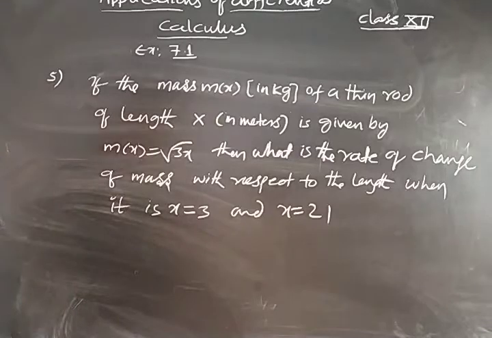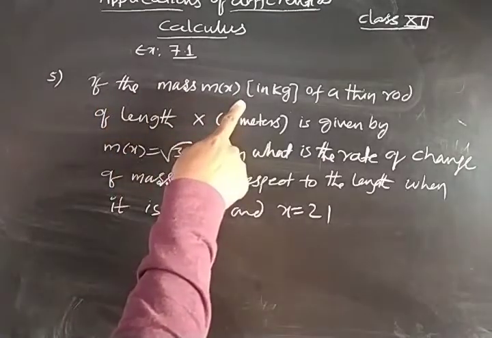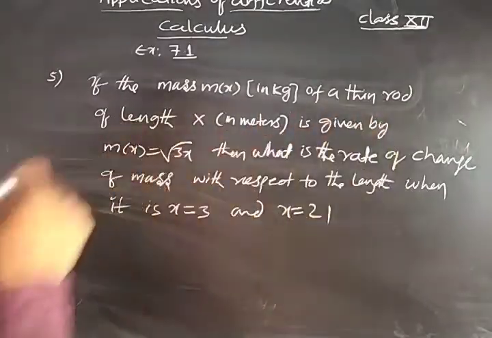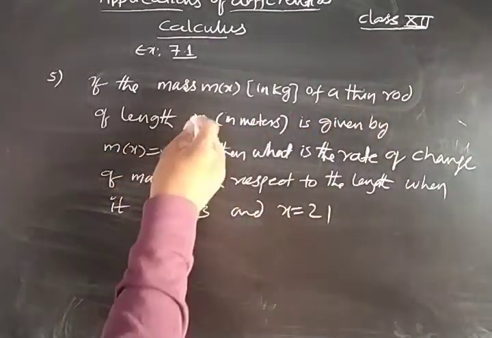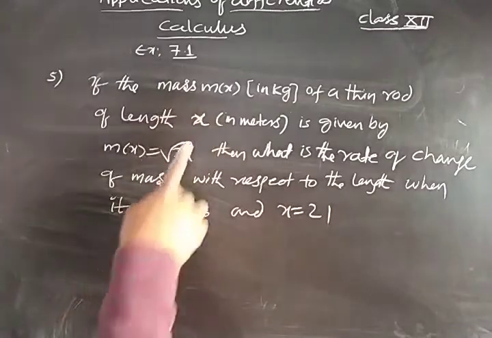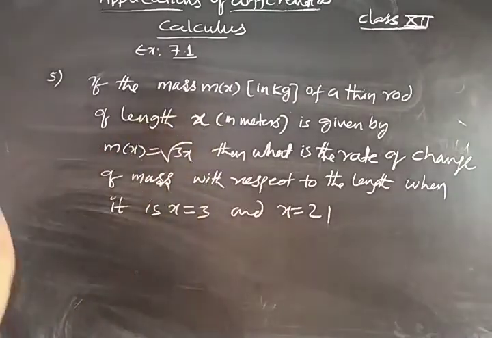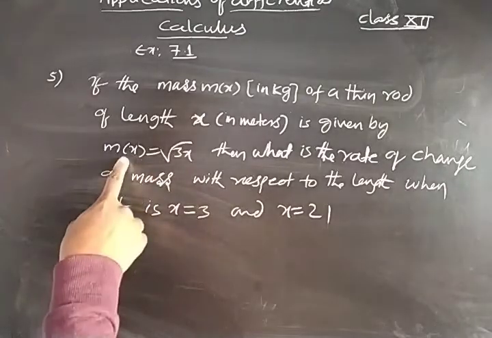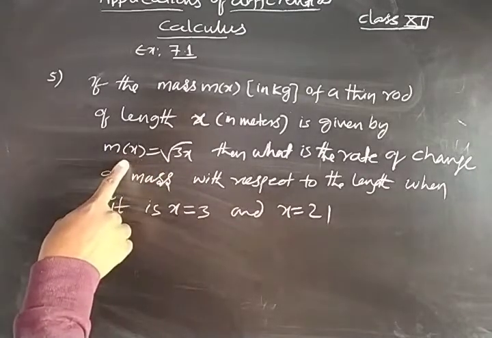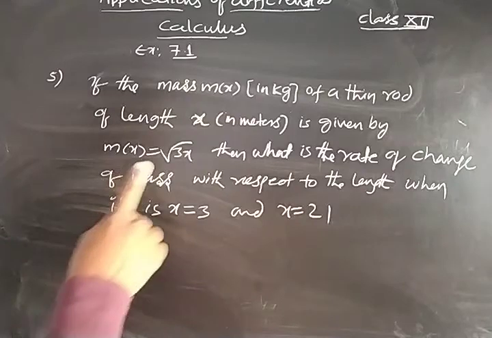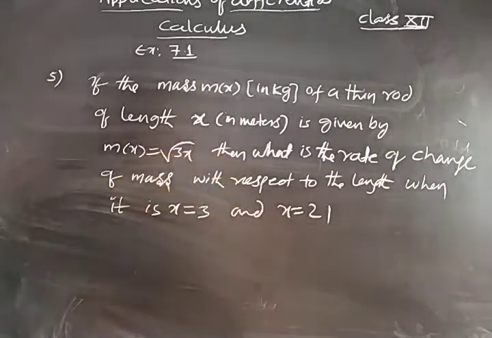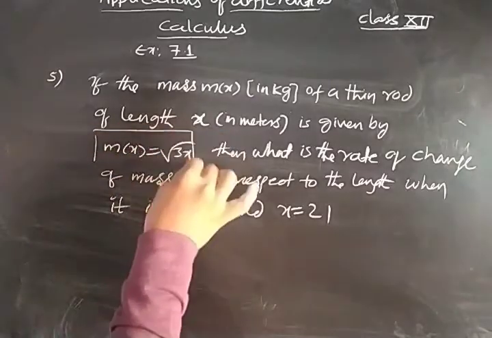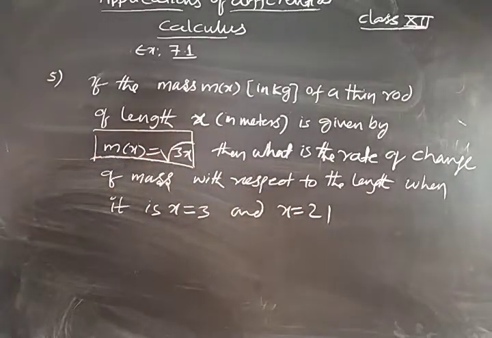Fifth problem: the mass m of x of a thin rod of length x in meters, where x indicates the length of the rod, is given by m of x equal to root 3 of x. So this is the relation between the mass of the rod and its length.